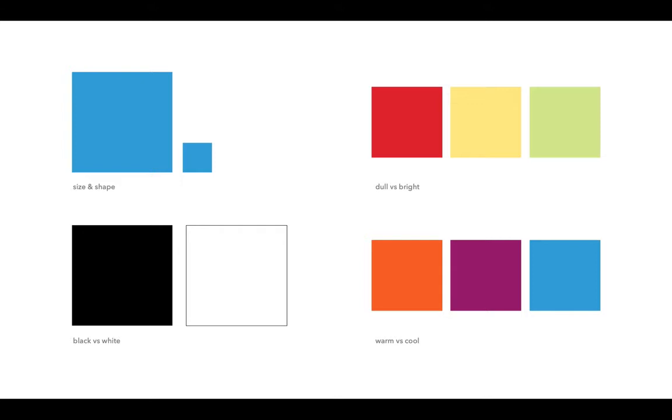We might change the size and the shape. We might change black or consider black versus white. We might think about dull versus bright or vibration of a color. We might give it more strength. Or we might use warm and cool colors. Those can change the way that the balance works.